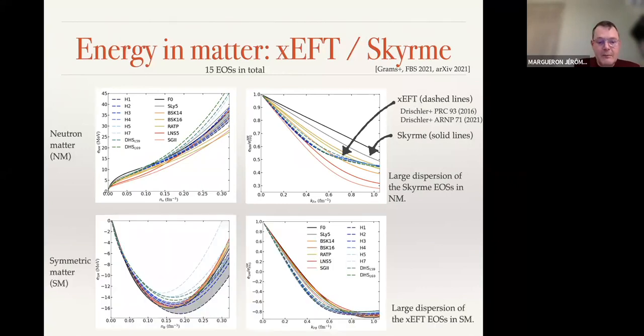However, now if we plot symmetric matter, you can see that the situation is inversed. The chiral EFT that you see here, for instance, hardly reproduces saturation matter. I mean, it's not bad, but it's not as good as the Skyrme ones. So the band from the chiral EFT is much wider than the band from the Skyrme, which are fitted to finite nuclei and therefore reproduce very accurately the saturation properties.